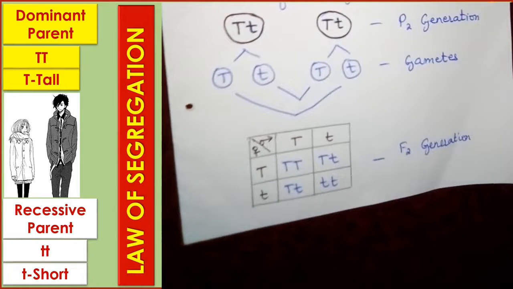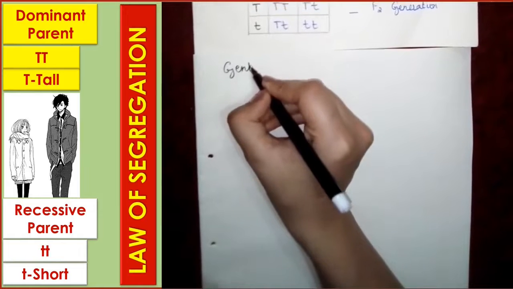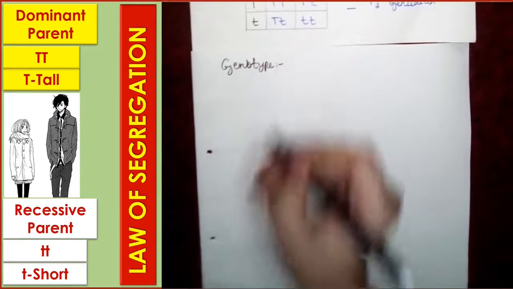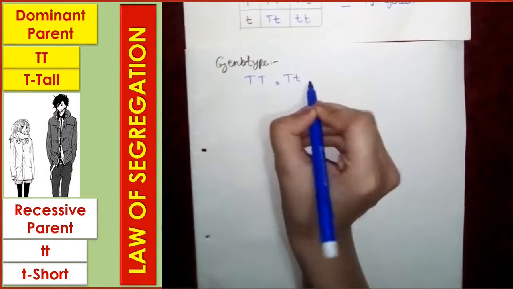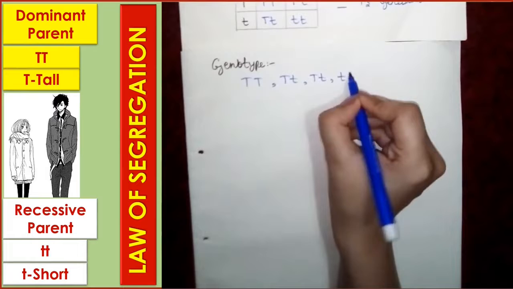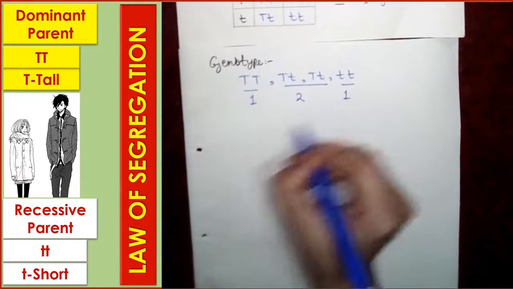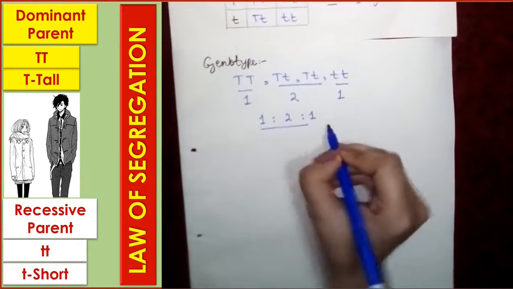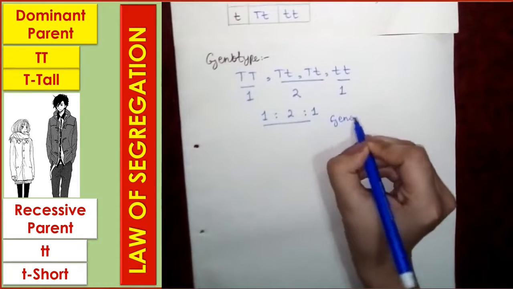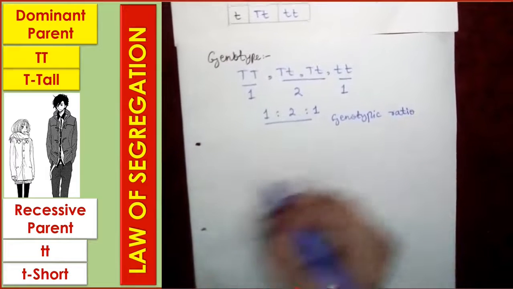So this is all about the crosses. Now we will show the genotype and phenotype of these generations. Genotype means the genetic makeup of the offspring. As we can see in this F2 generation, the genotype is 1 capital T capital T, 2 capital T small t, and 1 small t small t. So the genotypic ratio of the law of segregation will be 1:2:1. Among these four members, one is capital T capital T, two are capital T small t, and one is small t small t. This is the genotypic ratio.